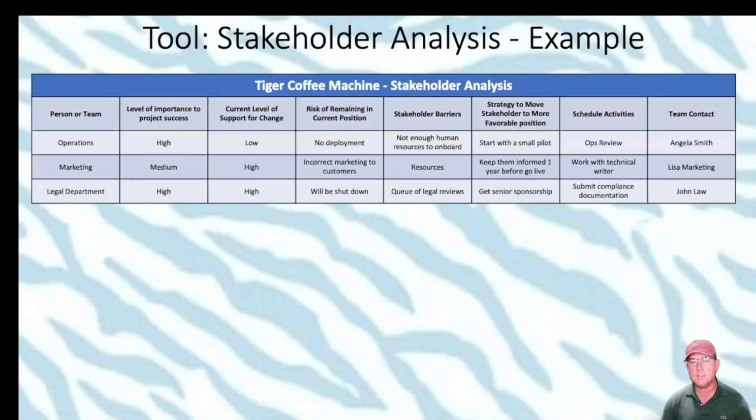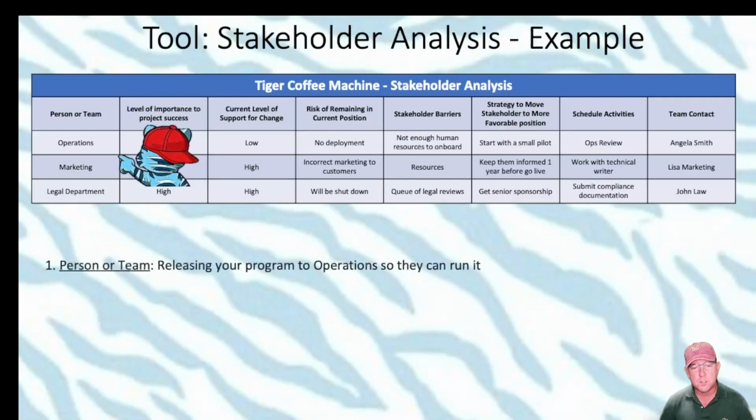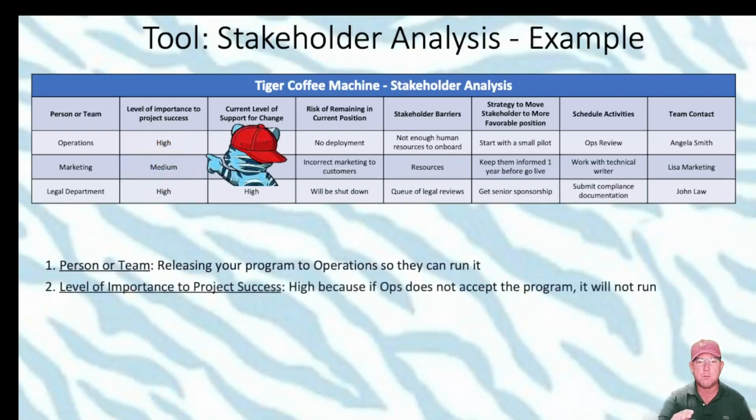All right, so here is a Tiger coffee machine. I did a stakeholder analysis, very simple, and let's go through it. The first team or person here is operations, and they're critically important because they're typically the people that will run your program. I also have marketing here and the legal department. As I move to the next one, you can see that operations are high, marketing is medium, and the legal department is high. So obviously, the first two teams you want to address any type of blockers with are operations and the legal department.